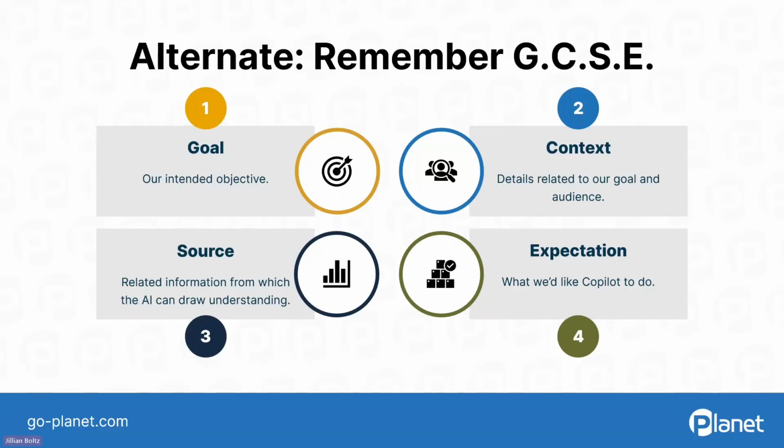We also want to remember GCSE. Essentially, the goal is the prompt where we're telling Copilot where to start, what we're hoping to achieve, glean, or discover. Context lets Copilot know the details about the goal and the audience for which the output is intended. Source, this can include reference content or specific content from which Copilot will source an understanding of the topic and related details. And lastly, expectation. What will we need Copilot to do for us, including the format and tone of the output?